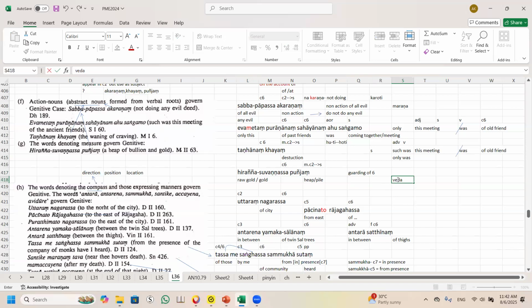When you guard your six senses, then for the Vedana, you have three types: pleasant, neutral, and unpleasant. The pleasant Vedana will give rise to Tanha, correct. So if you do the guarding, this will not arise.